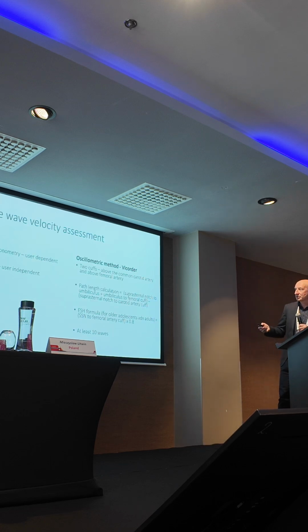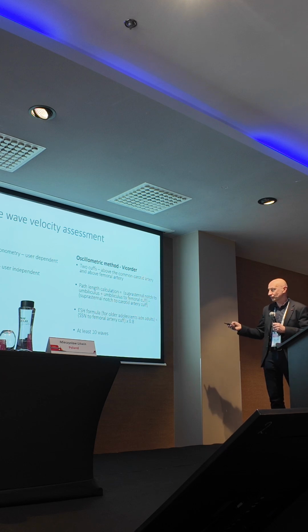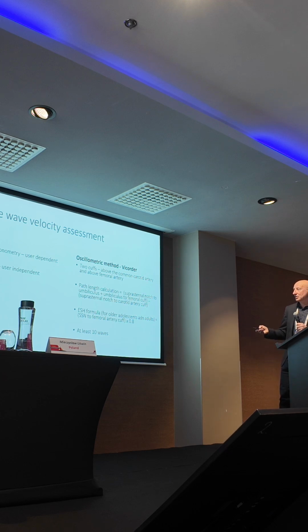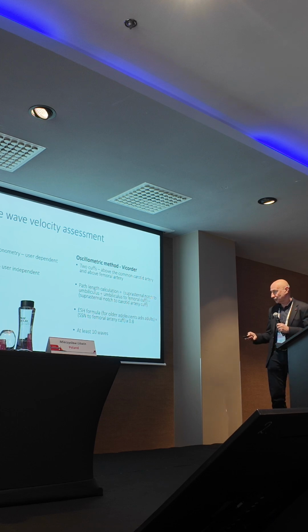So I mentioned different methods, oscillometry and applanation tonometry. A few words about the oscillometric method. We need two cuffs, above the common carotid artery and above the femoral artery. We must know how to calculate pulse wave travel length. For adults or older adolescents, we can use the European Society of Hypertension formula, simply measuring the distance from the suprasternal notch to the femoral artery multiplied by 0.8.